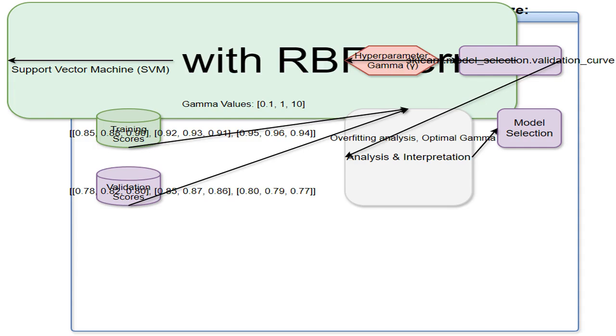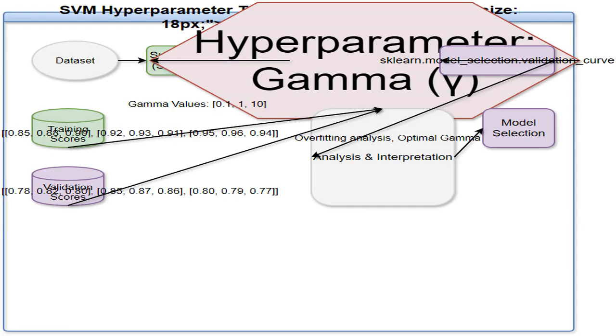An SVM is a powerful classification algorithm. The RBF, radial basis function, kernel is a popular choice in SVMs, allowing the model to handle non-linearly separable data. It maps data into a higher dimensional space to make classification easier. Gamma is a crucial hyperparameter in the RBF kernel. It controls the influence of a single training example. A higher gamma means the model is more sensitive to individual data points, leading to potentially complex decision boundaries.